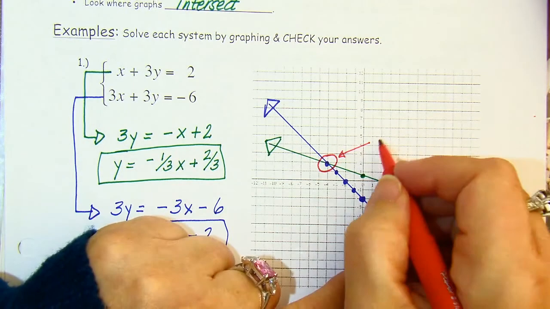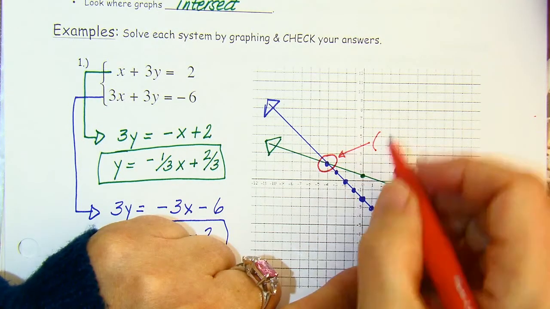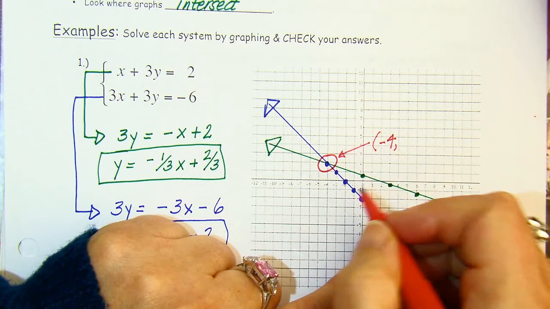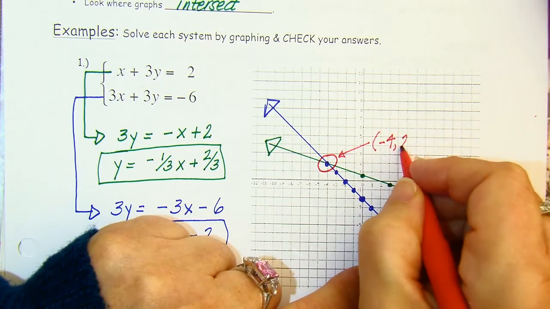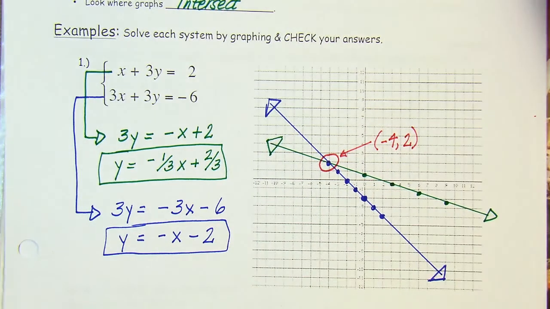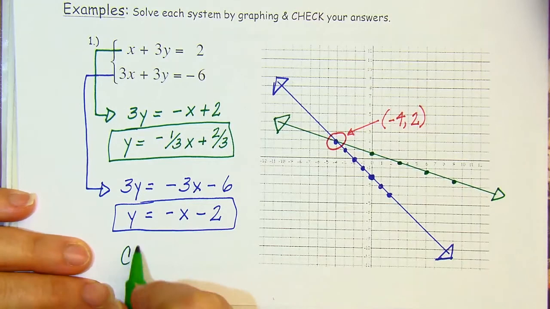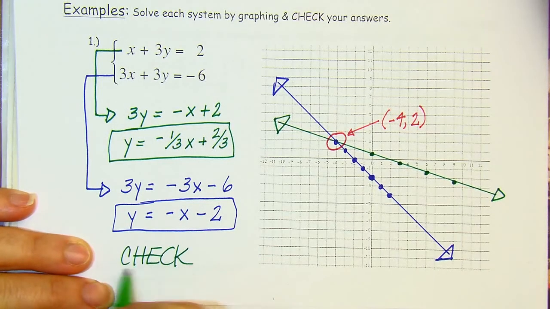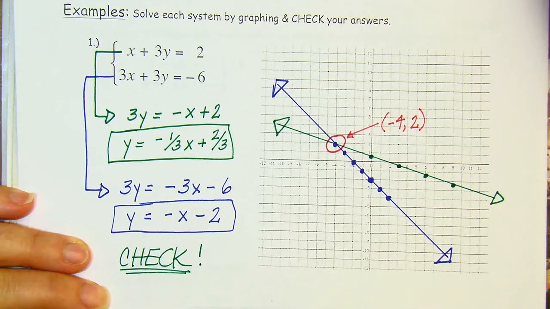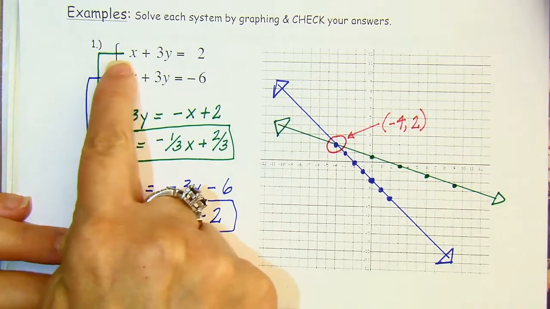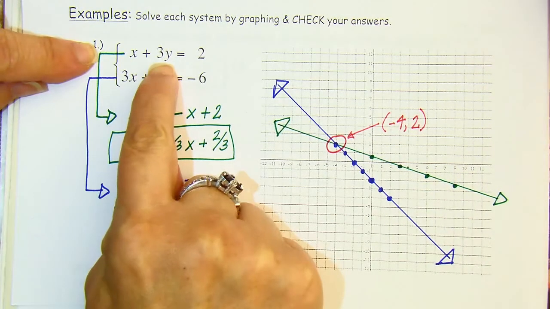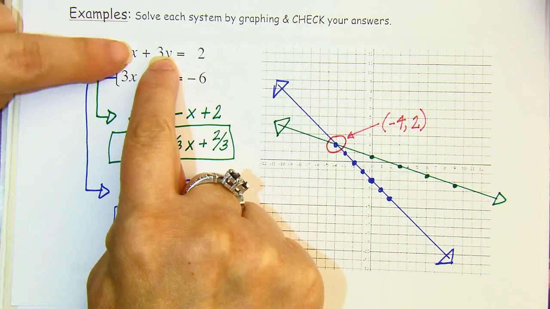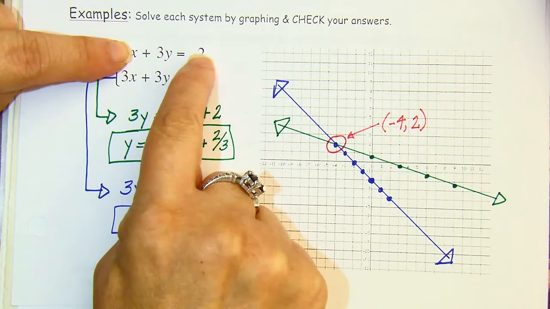What's the x value? -4. What's the y value? +2. So the solution to my system of equations is -4 and +2. And folks, guess what? You can check this, and I would at least check it on a calculator. Okay, so if I put a -4 in here for x, do a 3 times 2. 3 times 2 is 6. -4 plus 6 is 2. So that works.